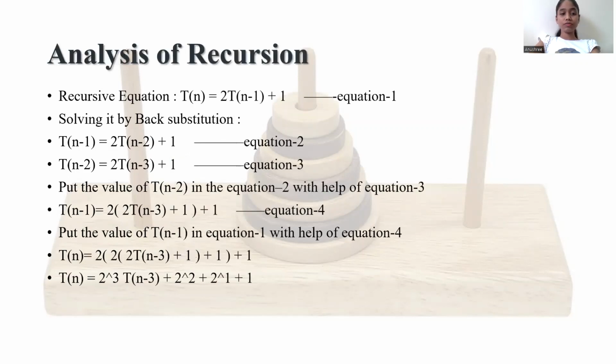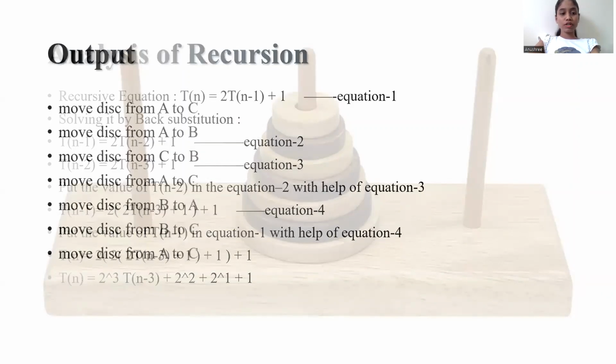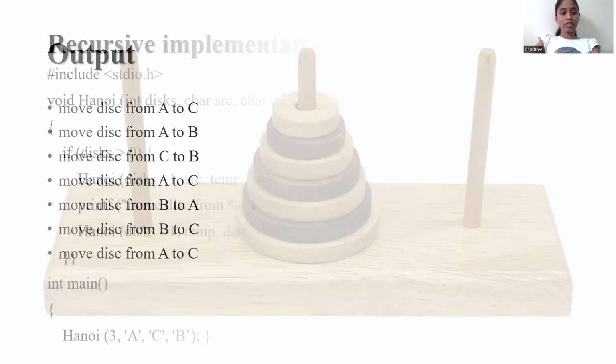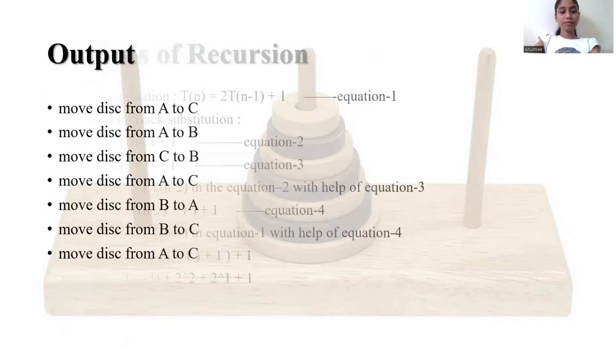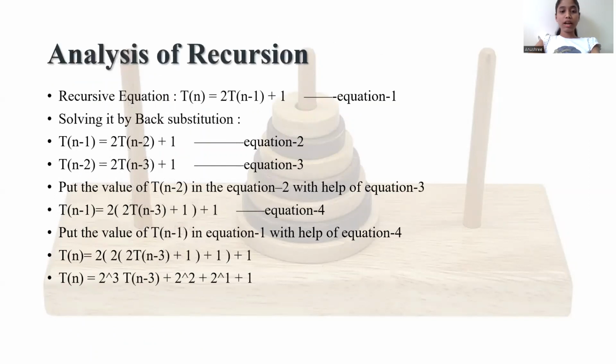Analysis of recursion. The recursive equation is T(n) = 2T(n-1) + 1. As we already see here, the n-1 disk call will be made twice, which is Hanoi(disk-1, source, temporary, destination), and the second one is Hanoi(disk-1, temp, destination, source). So we have 2T(n-1) and 1 move for the larger disk, directly from the source to the destination.